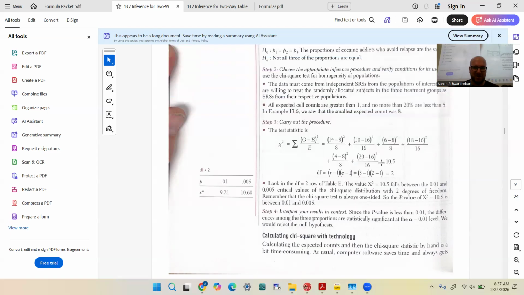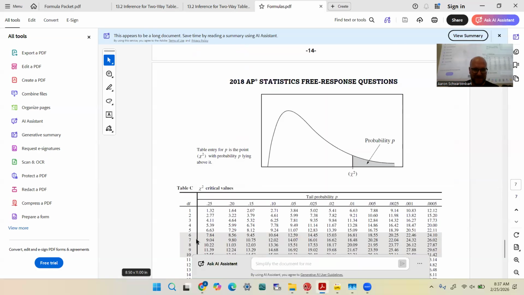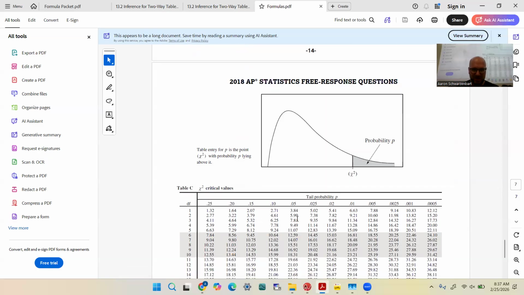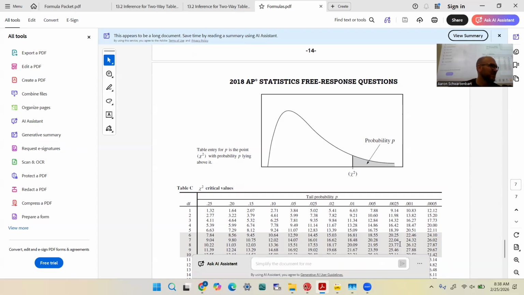Carry out the procedure. You add them all up. You get a chi-square of 10.5 and a degrees of freedom of 2. You could look that up in the chi-square table. Degrees of freedom 2. 10.5 is somewhere between 0.01 and 0.05. So we're pretty sure we're rejecting. There is a difference here. One of them is not the same. I think we can look at it and go, that one is the separate mean. You'd need to run a second stats test to compare.